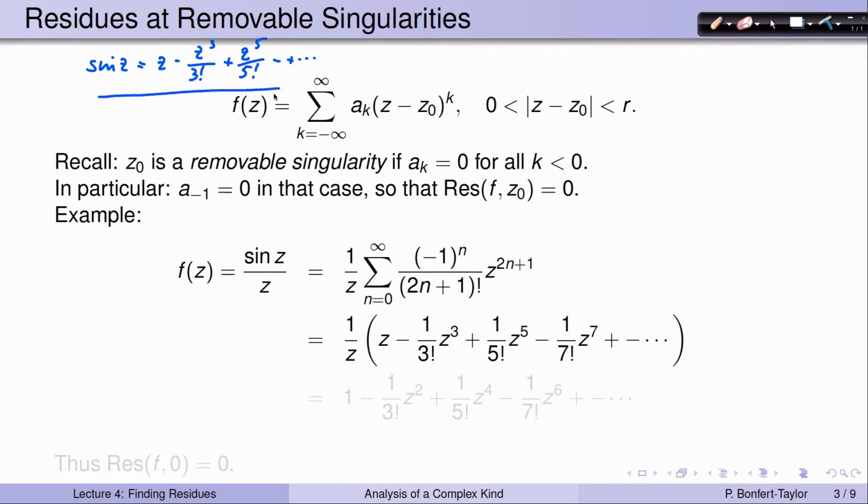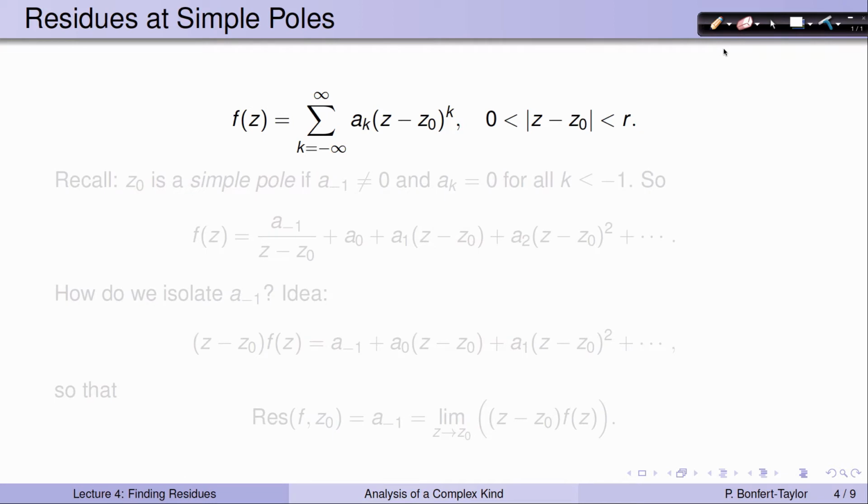If I divide that by z, I find myself with 1 minus 1 over 3 factorial times z squared plus 1 over 5 factorial times z to the 4th, and so forth. That's the Laurent series representation of sine z over z, which we use to show that z equals 0 is actually a removable singularity for this function f. Therefore, the residue of f at 0 is equal to 0. Next, let's consider residues at simple poles.